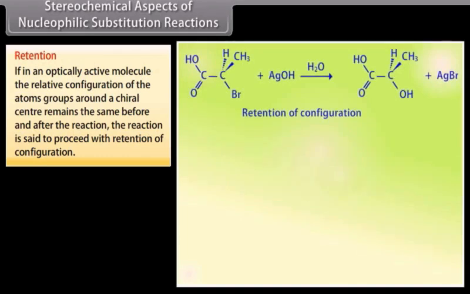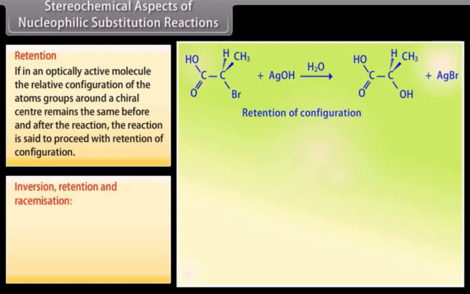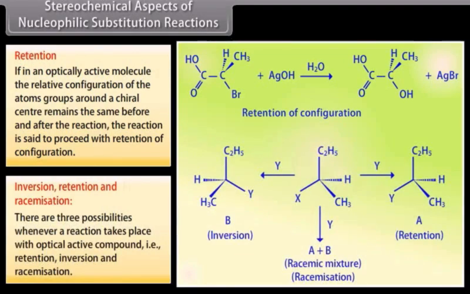Stereochemical aspects of nucleophilic substitution reactions. Retention. If in an optically active molecule, the relative configuration of the atoms or groups around a chiral center remains the same before and after the reaction, the reaction is said to proceed with retention of configuration. Inversion, retention, and racemization. There are three possibilities whenever a reaction takes place with an optically active compound, that is, retention, inversion, and racemization.